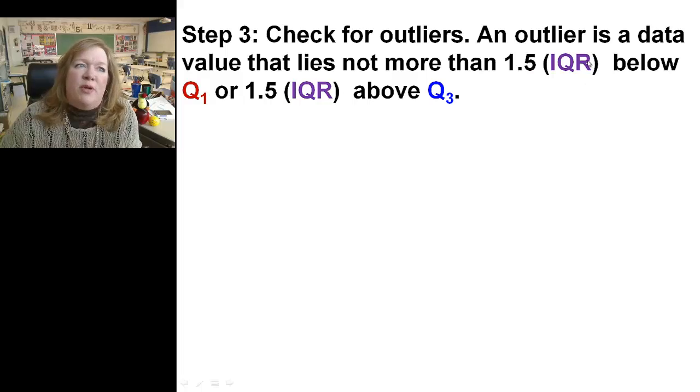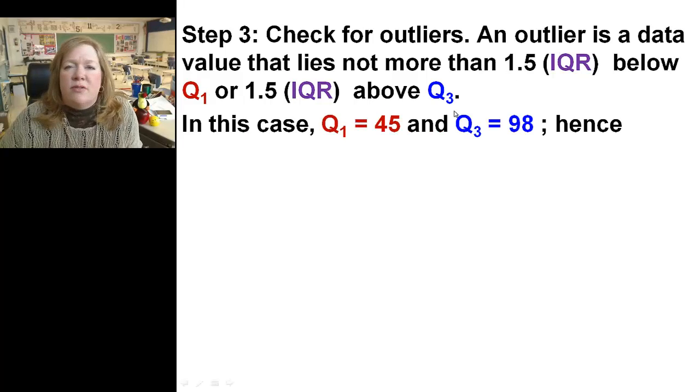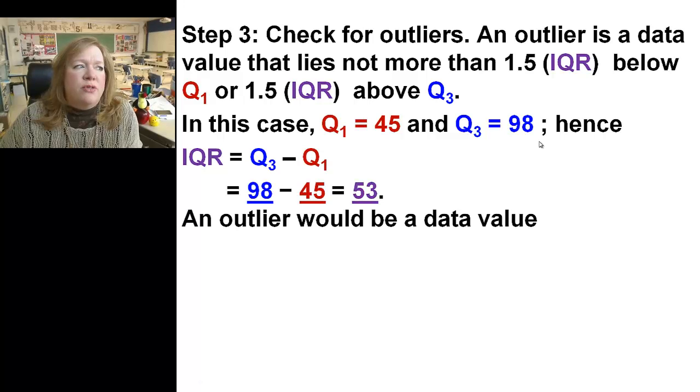Next, let's check for outliers. If you remember, we need the interquartile range, quartile 1 and quartile 3. Quartile 1 is the median between the low data value and the median. So it's halfway in between the low value and the median, and quartile 3 is halfway between the median and the upper high value. In this case, when you look at our data, take my word for it, quartile 1 is 45, quartile 3 is 98. So the interquartile range is the difference of those. So we subtract them and we get 53.